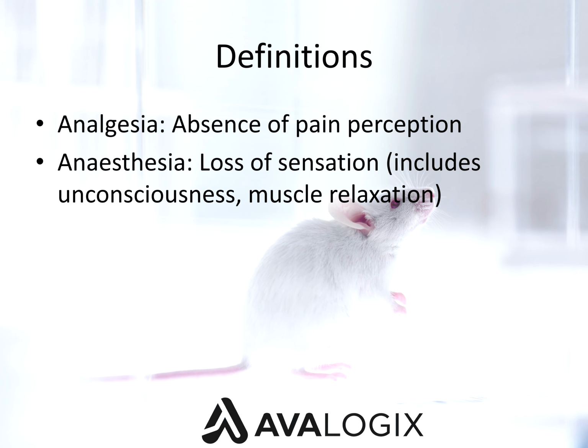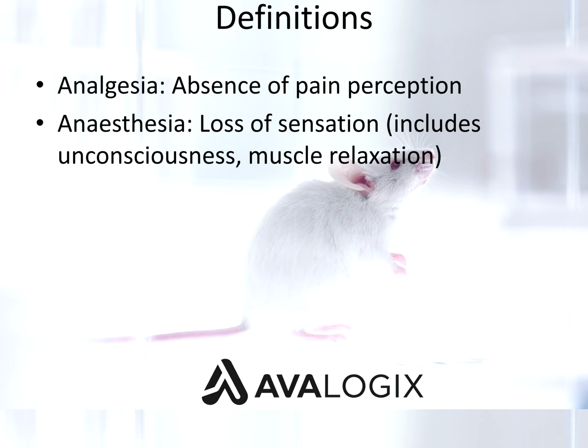Let's begin by clarifying two important terms that are often confused. Analgesia refers to the relief or absence of pain. The animal may still be awake, but doesn't feel pain. Anesthesia means the animal loses sensation, often becoming unconscious and immobile. Both are crucial but serve different purposes, and knowing the difference is key to applying them correctly.